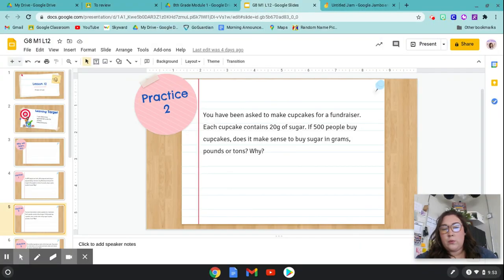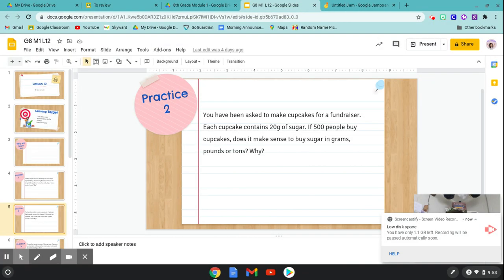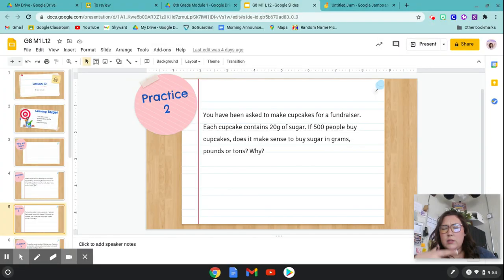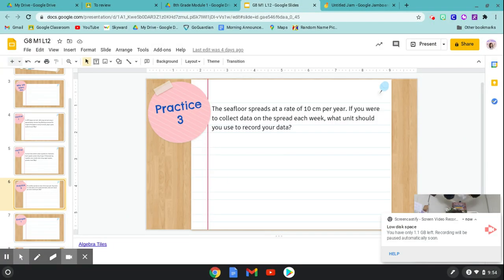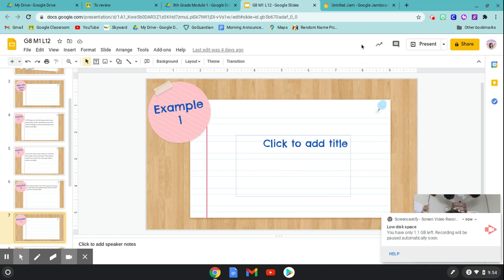What about if you have 20 grams of cupcakes and you need to make 500 cupcakes? Are you going to buy sugar in grams? Are you going to buy sugar in pounds, in tons? Why? Tell me why. Then you'll keep working through this, and I will come back for another example.